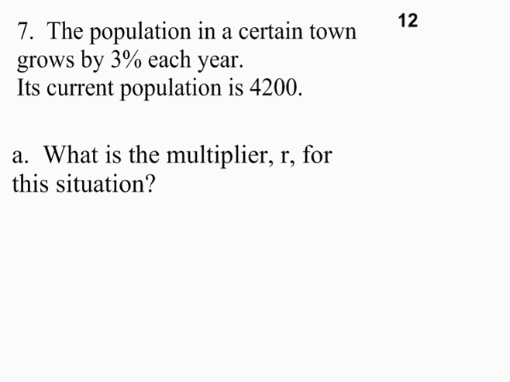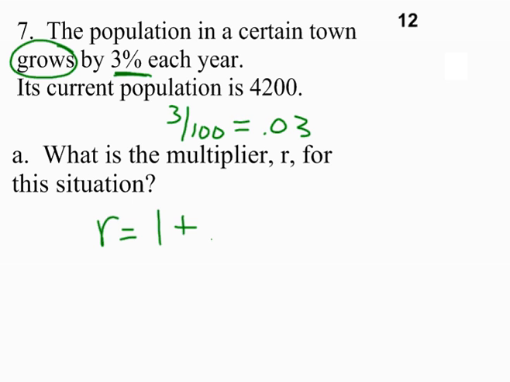All right, so now let's look at a story problem here. It says the population in a certain town grows by 3% each year. Its current population is 4,200. What is the multiplier for R in this situation? Okay, so now we have some extra words, but the words we should see right now are grows by 3%. So it's growing. We remember that our R is 1 plus, and then we change 3% into a decimal, so it's 0.03. And so my common multiplier, or common ratio, is 1.03.